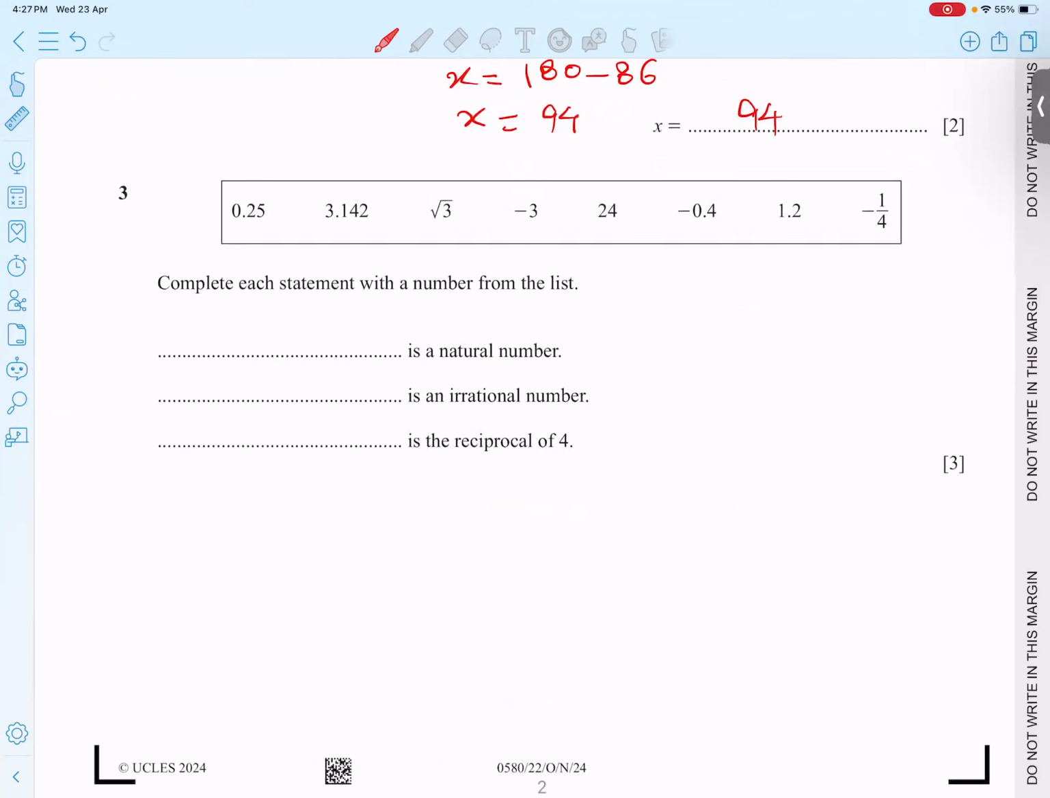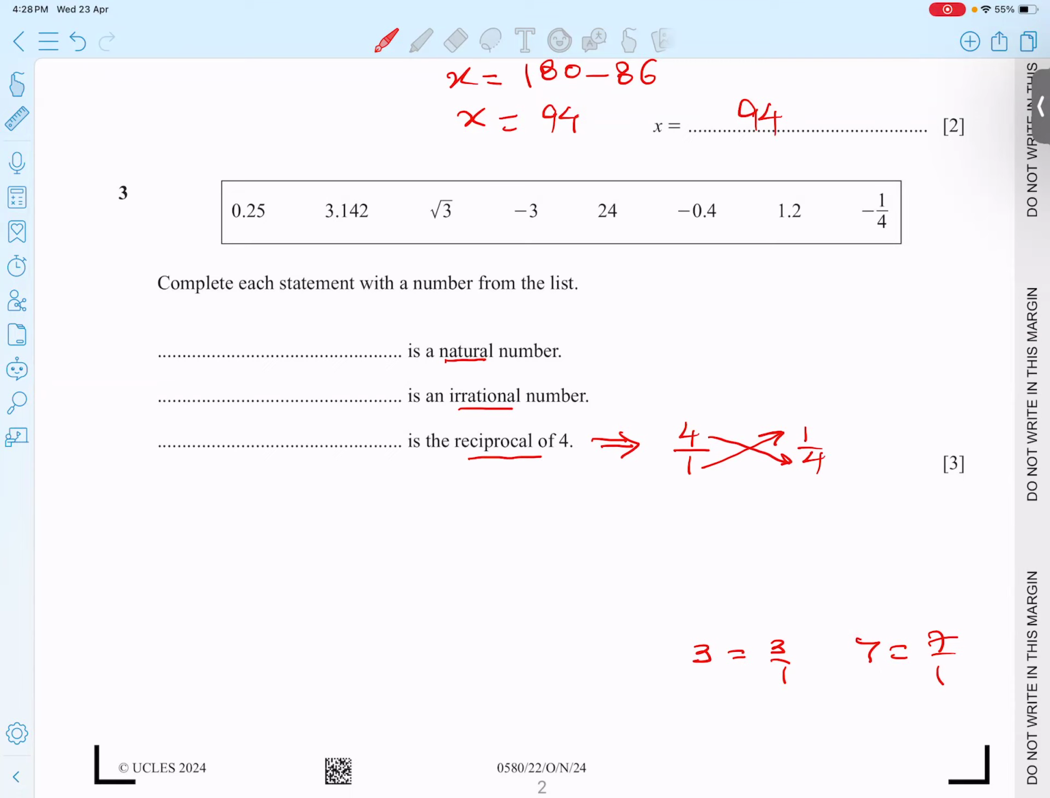Next question. He said to match each circle with a statement from the list. So we have to look for a natural number, an irrational number, and the reciprocal of 4. Actually, 4 has nothing under it. When a number has nothing under it, it always has a 1. If I have a 3, it means 3 by 1. If I have a 7, it means 7 over 1. Okay? And if I find the reciprocal, 1 will go up and 4 will go down. This becomes the reciprocal of 4.